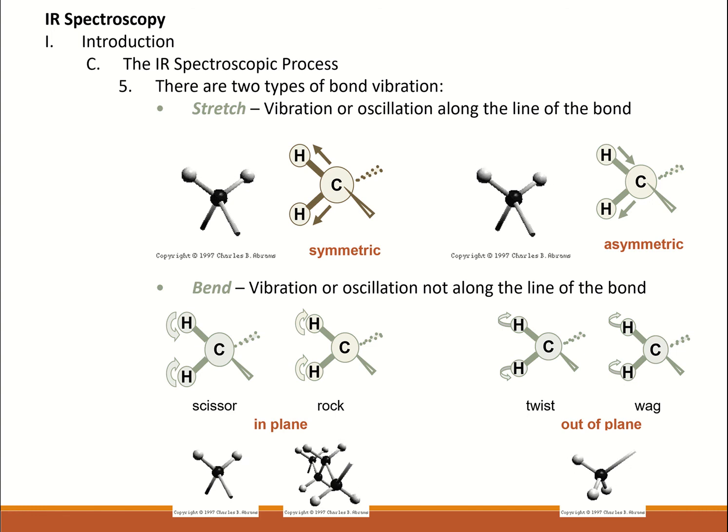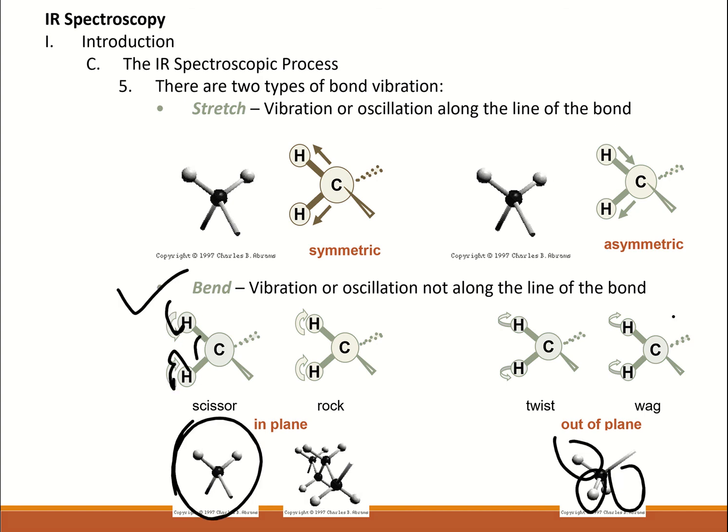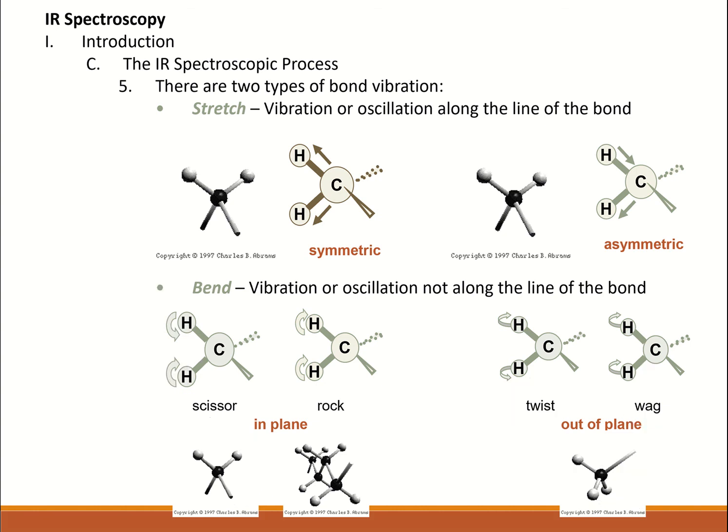And the next you can see is out of plane. For the one which is out of plane, you can see this bond and this bond. We have two kinds. One is called twisting, the other is called wagging. It requires less energy. I'm going to show you this one. Bending requires less energy, so it appears at longer wavelength.